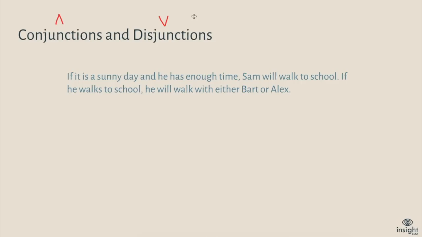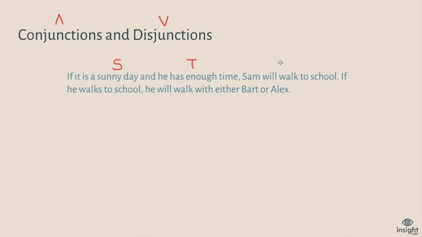So let's now take these new elements and add them to what we've already got and try to reduce this little blurb here into symbolic form. If it is a sunny day and he has enough time, Sam will walk to school. Alright, let's make, if it's a sunny day is S, and I'm not going to put the conjunction or disjunction bits here. That's only when we actually write down the symbolic form down here. But for now we're just doing logical chunks. It's a sunny day, S. He has enough time. Let's make that T.